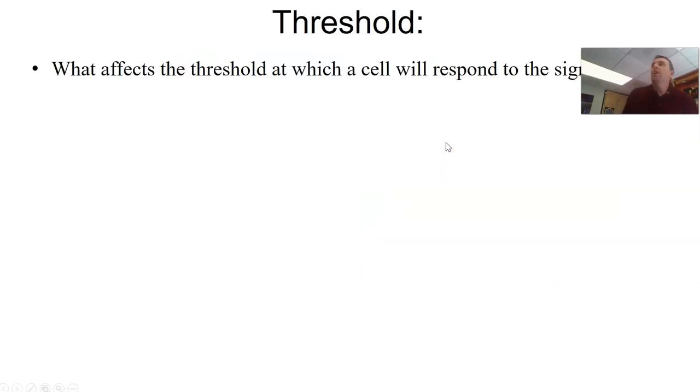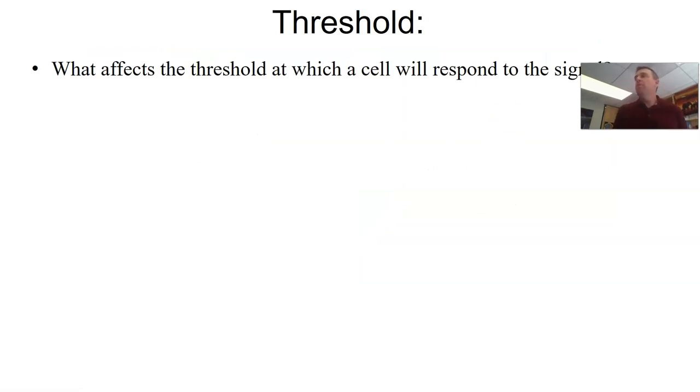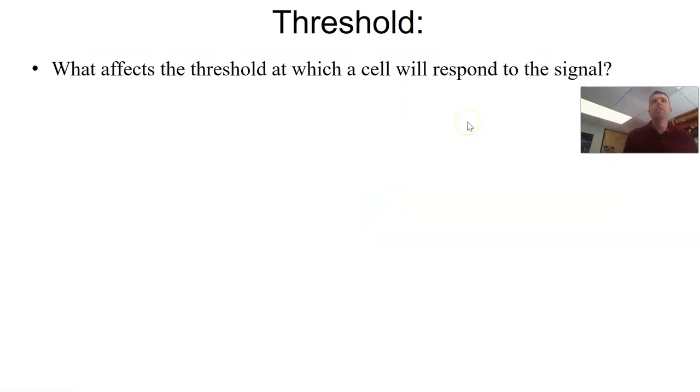We also need to talk about threshold, and we talked a little bit about this in specification earlier this week, but what do you think affects the threshold at which a cell will respond to this signal? Well, there are two main factors that affect threshold. Right? And first of all, let's define threshold. Threshold means the amount of signaling ligand that you need to get a response.